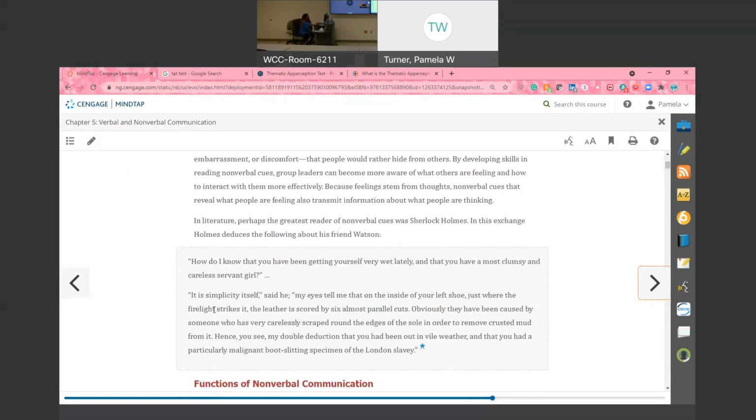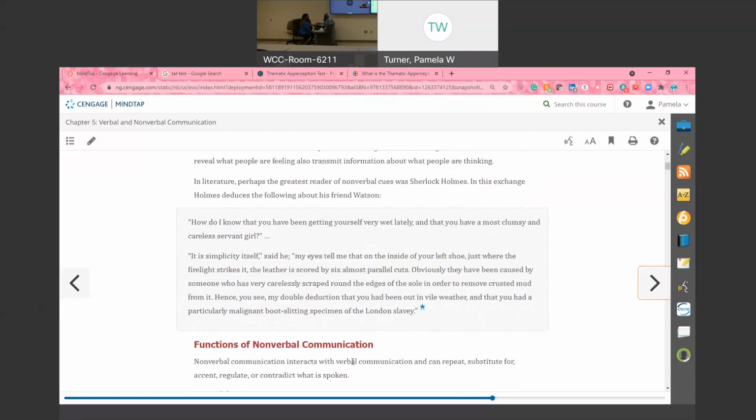It's simply explained, so he says. My eyes tell me the inside of your shoes, just where the firelight strikes it, the leather is scored by almost six parallel cuts. Obviously, that means someone has been carefully scraping around the edge of the sole. My double deduction is that you have been out in vile weather, and that you have had a particularly malignant boot-slitting specimen of the London slavey.